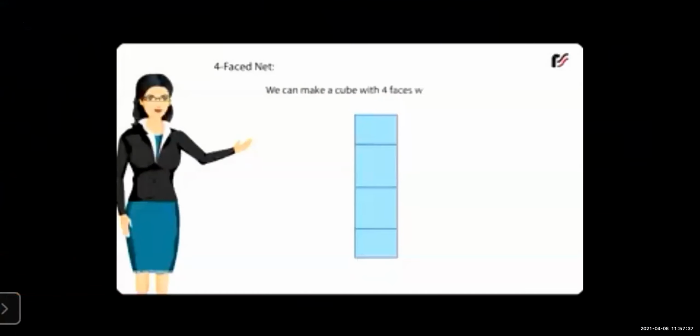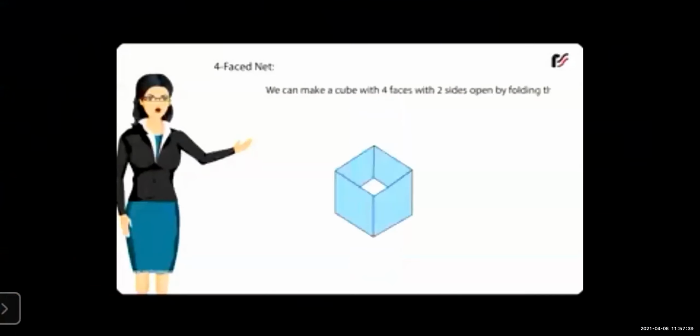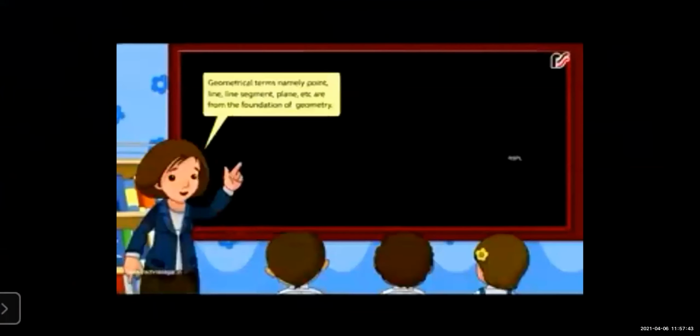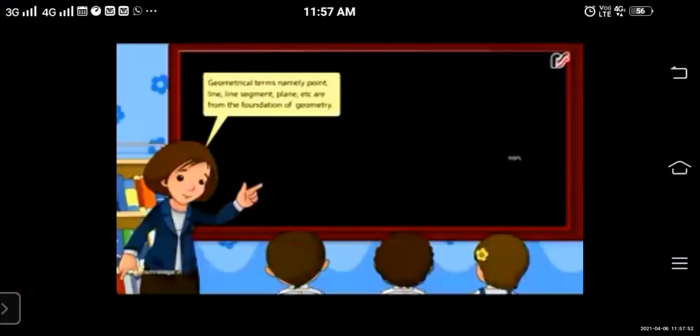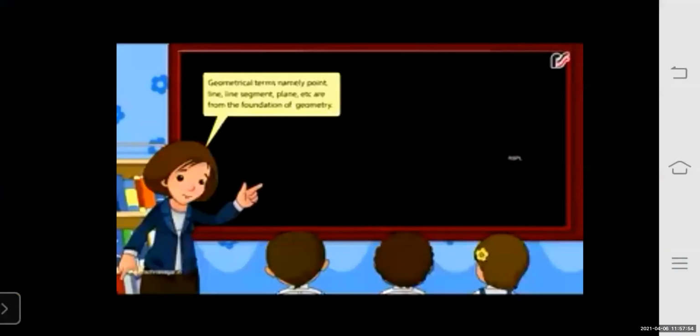Four-faced net, we can make a cube with 4 faces. This is not for with you. 2 sides open by folding the net. Geometry. Geometrical terms, namely point, line, lines. Just wait. Huh? Is it audible? Okay.